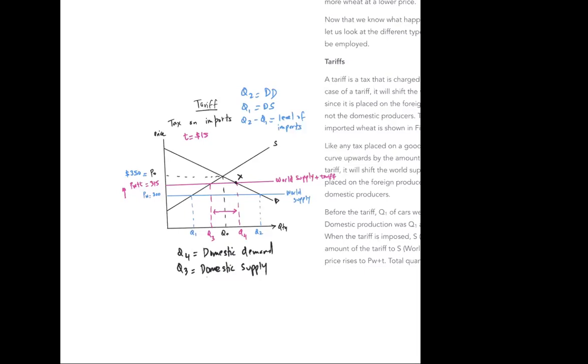Domestic supply went up from Q1 to Q3, and the level of imports fell from Q2 minus Q1 to Q4 minus Q3. Does that make sense, guys?